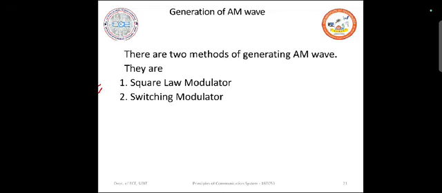One is called a square law modulator. The other one is called a switching modulator. In both these cases, we basically use a non-linear device, which will be a kind of diode.